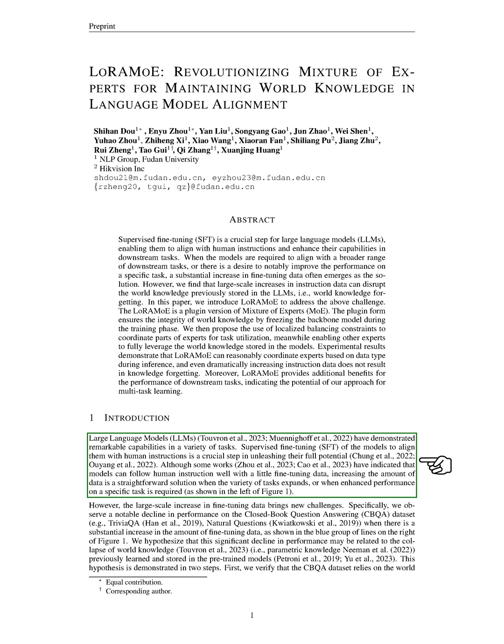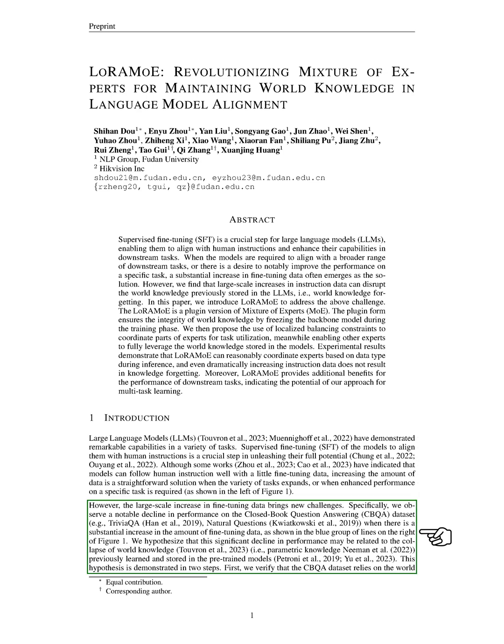While some studies suggest that these models can follow human instructions well with a small amount of fine-tuning data, it's often necessary to increase the amount of data when we want to expand the range of tasks or improve performance on a specific task. However, increasing the amount of fine-tuning data on a large scale can present new challenges. For instance, we've noticed a significant drop in performance on the closed-book question answering (CBQA) dataset when we substantially increase the amount of fine-tuning data.